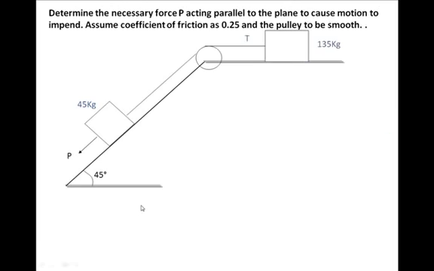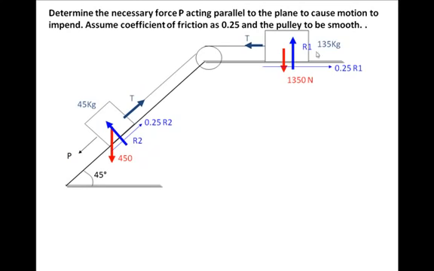Let's look at the second problem. It says determine the necessary force P acting parallel to the plane, this force, to cause motion to impend. Assume the coefficient of friction as 0.25 and the pulley to be smooth, and of course the string to be inextensible. So what you do in this case is the same thing: draw all the forces on each body. That is, draw the free body of each body.